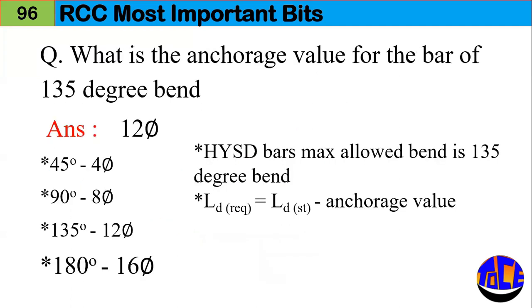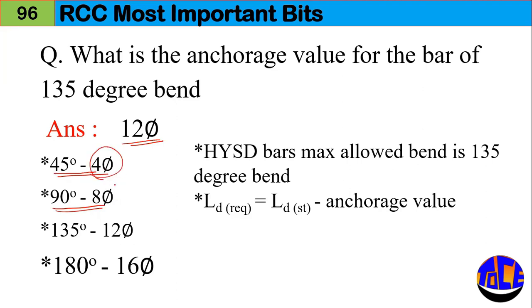Question number 96. What is the anchorage value for the bar of 135-degree bend? For a 135-degree bend, the anchorage value is 12 times of dia. So how can you remember this anchorage value? For a 45-degree bend, you will have 4 times of dia. For a 90-degree bend, you will have 8 times of dia. So simply it is the increments of 4.